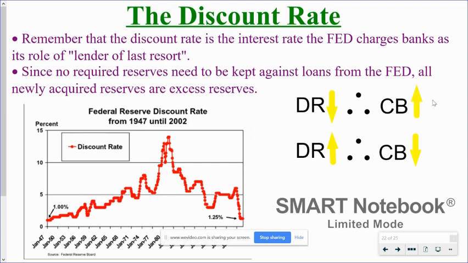I remind you, it is the excess reserves that the Fed is targeting. Excess reserves are what banks can use to loan out money, and loans create money out of thin air.